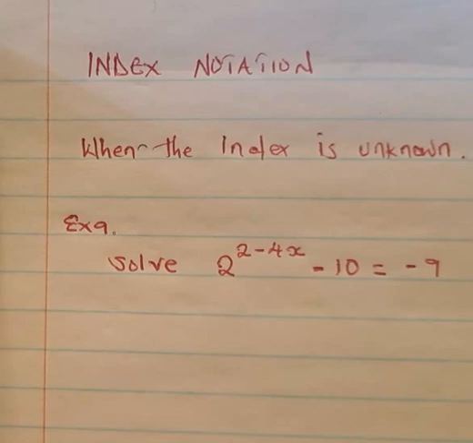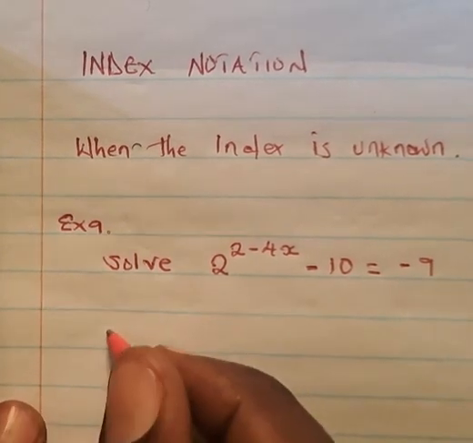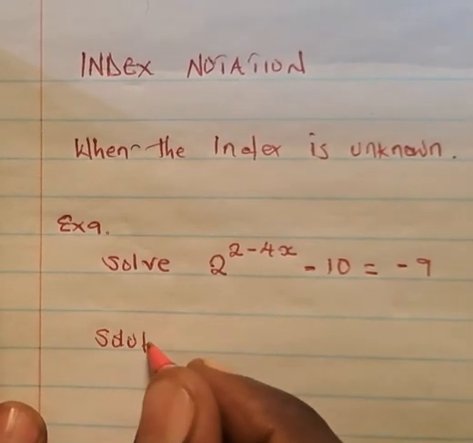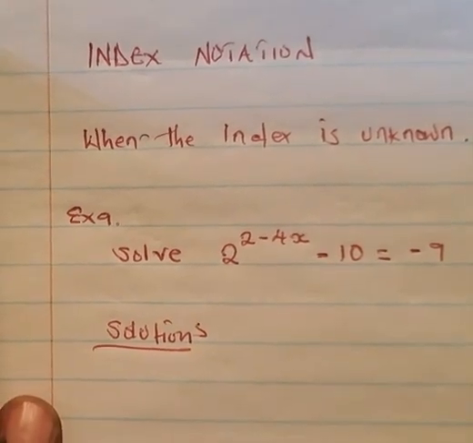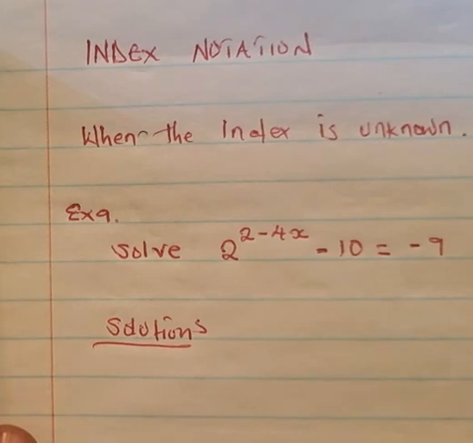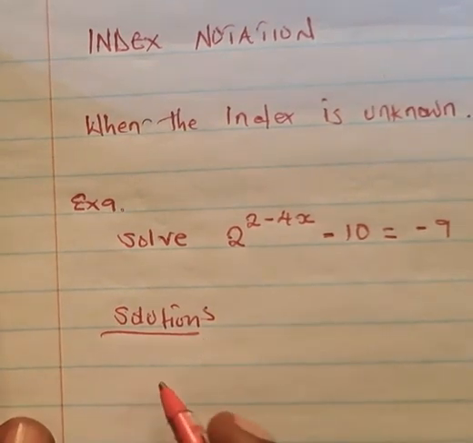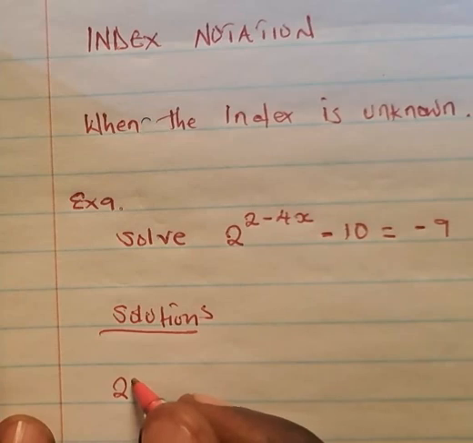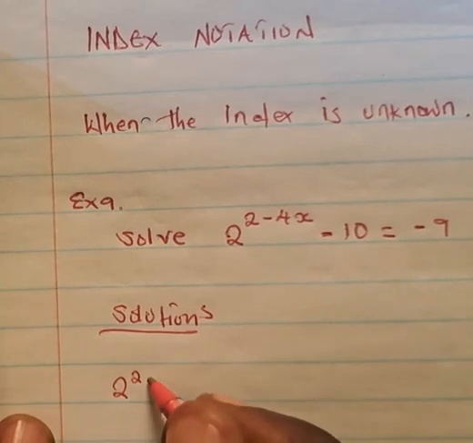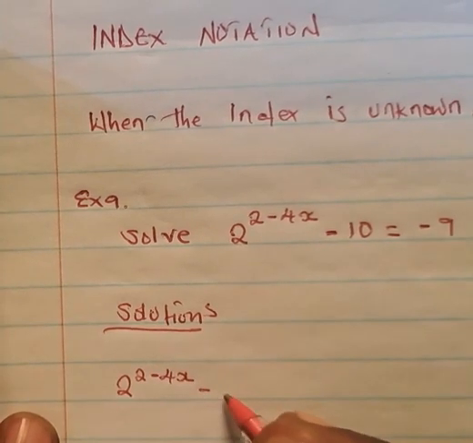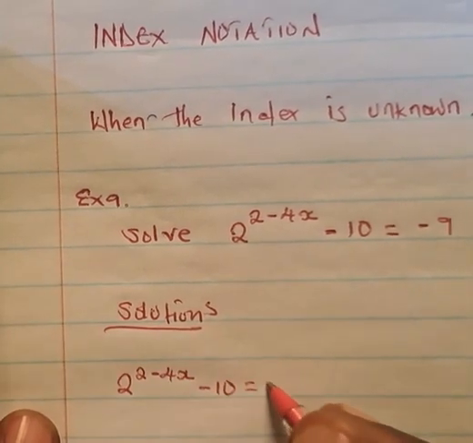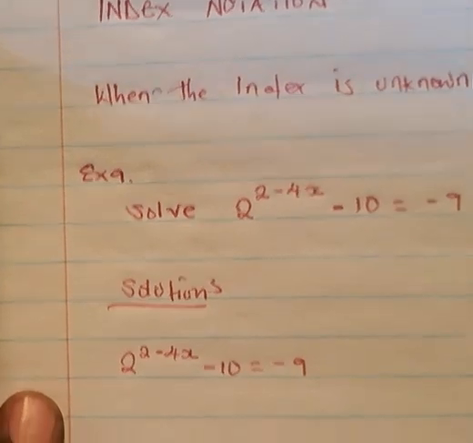First step, I think you are familiar with this one. That is collecting the like terms, isn't it? So we write our little solutions there. I'll rewrite it: 2x minus 4x minus 10 is equal to minus 9. We start, right?